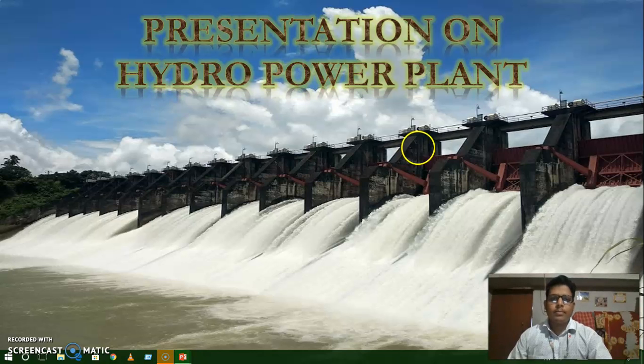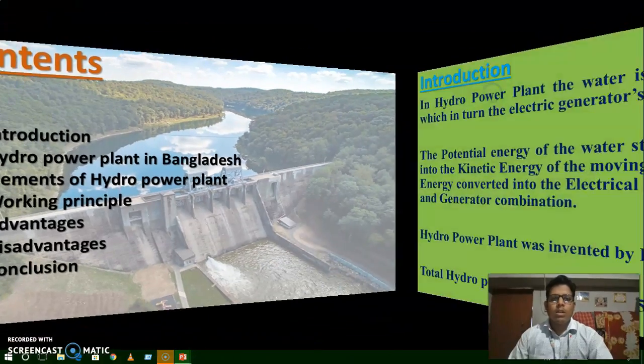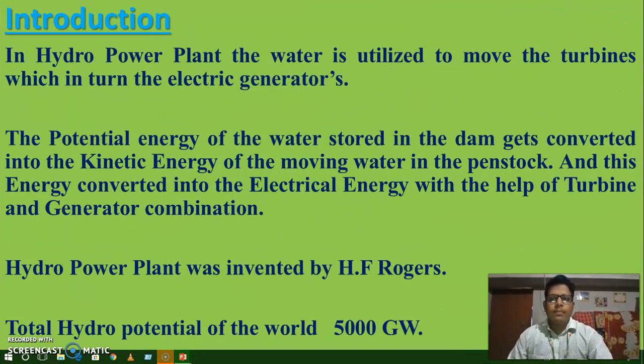Presentation on hydropower plant. First of all, contents: introduction, hydropower plant in Bangladesh, elements of hydropower plant, working principle, advantages, disadvantages, and lastly conclusion. Now I discuss the introduction. In a hydropower plant, the water is utilized to move the turbines, which in turn drive the electrical generators. The potential energy of the water stored in the dam gets converted into the kinetic energy of the moving water in the penstock, and this energy is converted into electrical energy with the help of the turbine and generator combination.